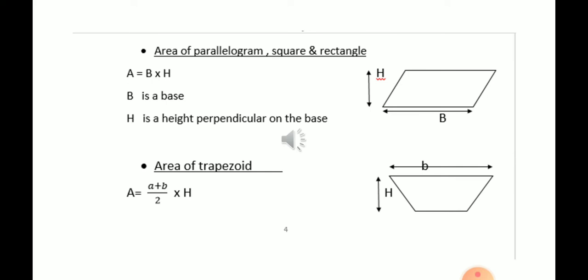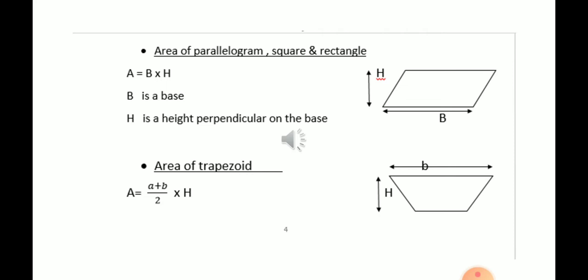Okay. Area of parallelogram, square and rectangle. I have here area equal the rule. Please study well the rule. And the rule here is very easy. Base times height. Base is denoted by the letter B, height with H.